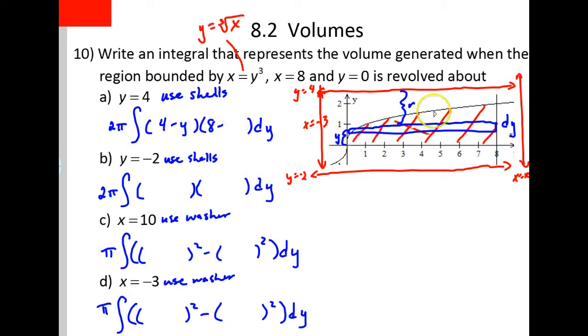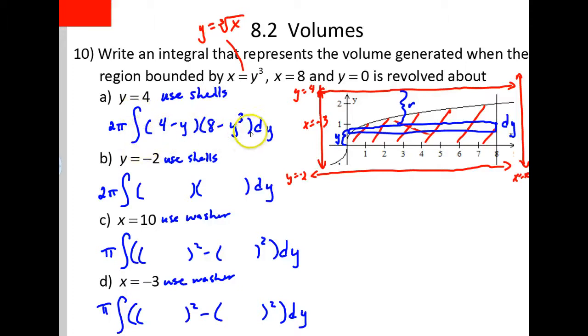Remember, the lower boundary is the curve. But what is the curve? Remember, it is not the cube root of x, rather, it is y cubed, right? We need to be in x equals to use dy. So 8 minus y cubed. So this would be the setup for radius times height, but then we need the limits.